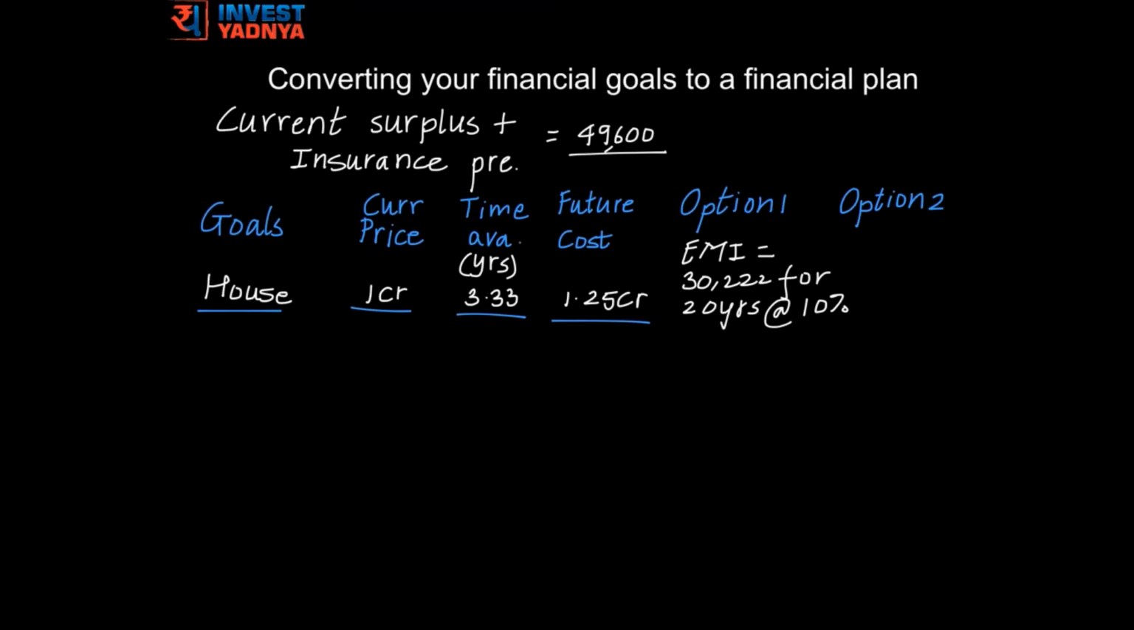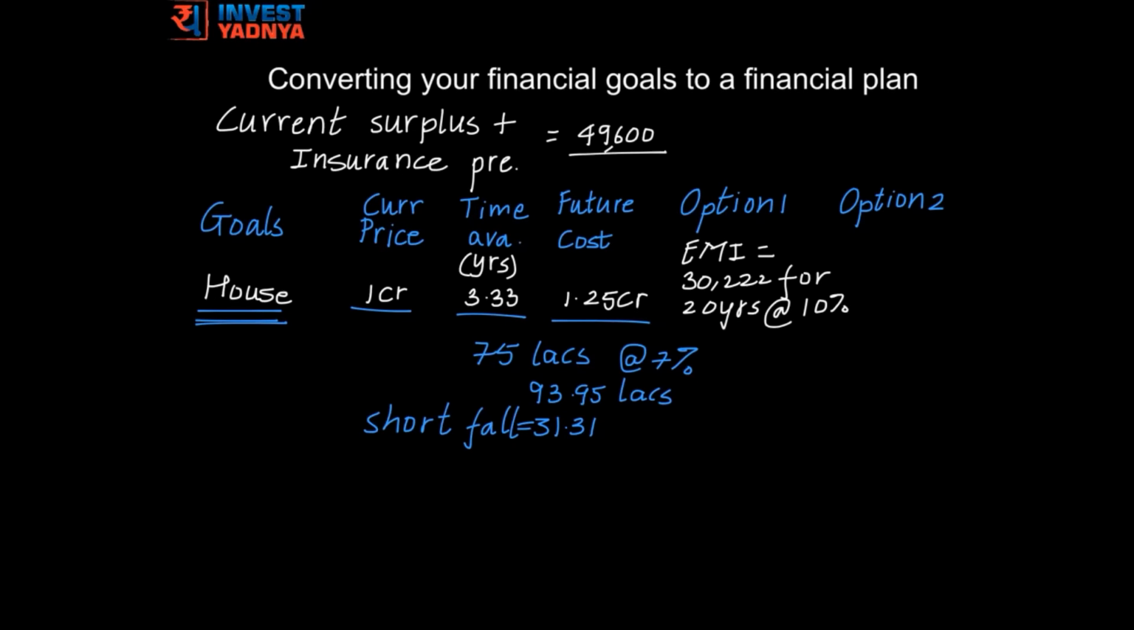They plan to sell off the current house they live in when they buy this bigger house. The current price of that house is 75 lakh rupees. And if inflation is again assumed at 7%, the future cost of this house would be 93.95 lakh rupees. And so when they sell off that house, they would have a shortfall of 31.31 lakh rupees when they buy this bigger house.